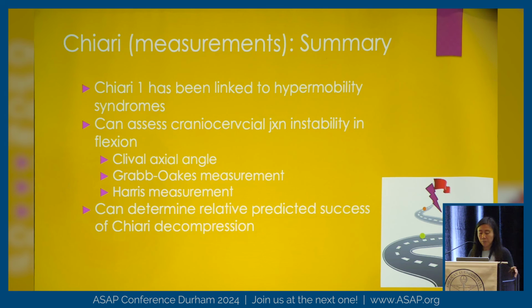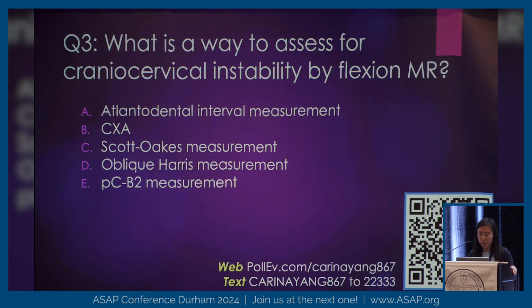So in summary, Chiari 1 has been linked to hypermobility syndromes. You can assess craniocervical junction instability in flexion using these different measurements: clival axial angle, the Grabb-Oakes measurement, and the Harris measurements. And then you can determine potential relative success or not of a Chiari decompression from these based on studies. So this is the last question, I think. What is a way to assess for craniocervical instability by flexion MR: atlantodental interval measurement, CXA, Scott-Oaks measurement, oblique Harris measurement, or PCB2 measurement?